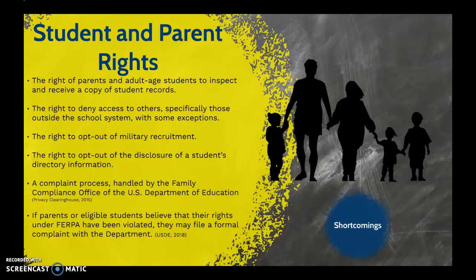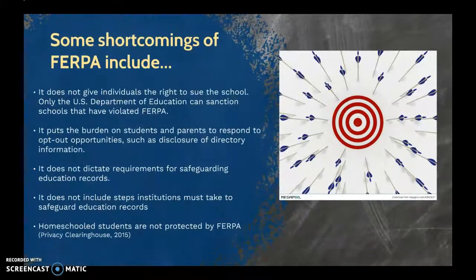If parents or eligible students believe that their rights under FERPA have been violated, they may file a formal complaint with the department. Some shortcomings of FERPA are that it does not give individuals the right to sue the school. Only the U.S. Department of Education can sanction schools that have violated FERPA. It puts the burden on students and parents to respond to opt-out opportunities, such as disclosure of directory information. It does not dictate requirements for safeguarding educational records. It does not include steps institutions must take to safeguard education records. Homeschool students are not protected by FERPA.